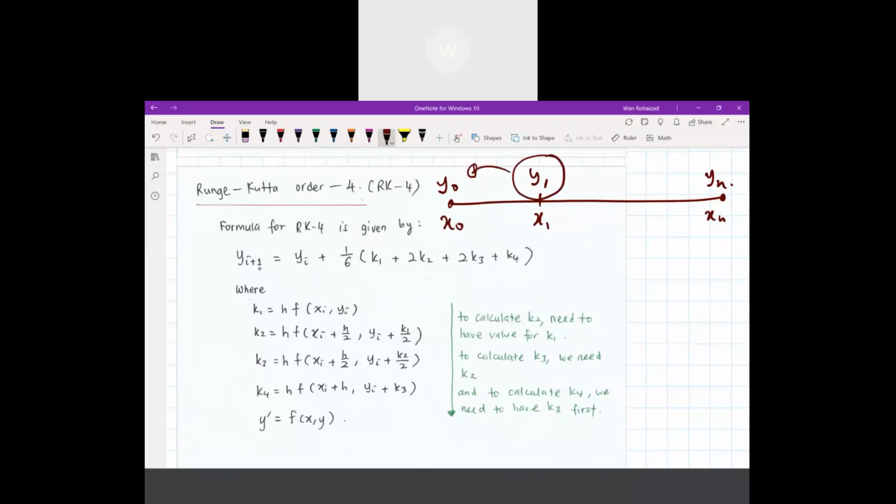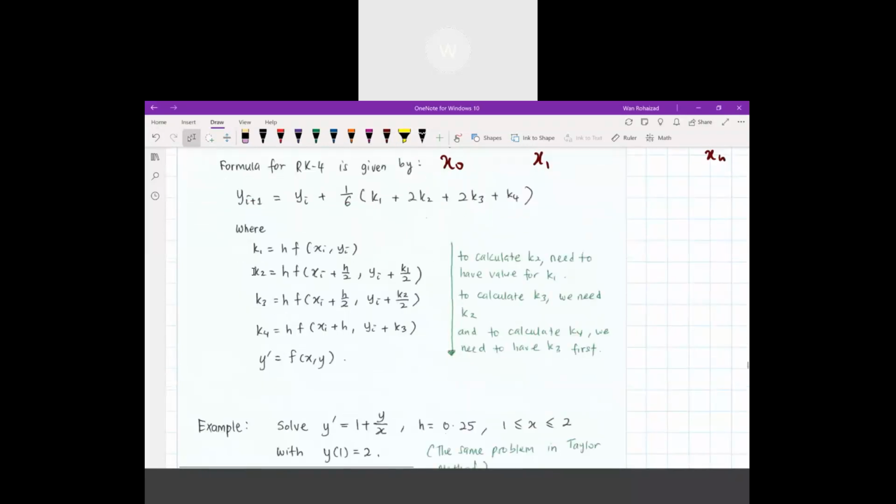To approximate using Runge-Kutta method order 4, we have this formula: y_{i+1}, the next value of y, equals y_i plus 1 over 6 times (k1 plus 2 k2 plus 2 k3 plus k4). We have k1, k2, k3 and k4. What are k1, k2, k3 and k4? Here is the definition of the equations for them.